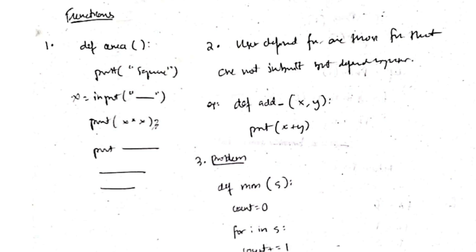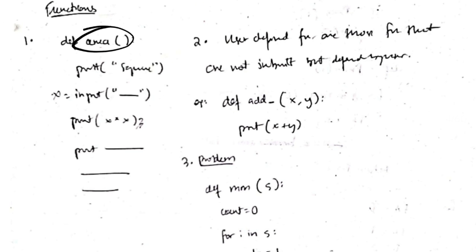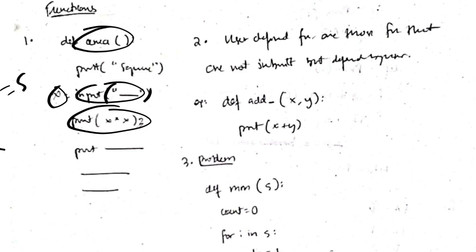So let's move to the first question. Write a Python program to calculate the area of a square, rectangle and a circle. Print the results, and take the input from the user. We have to define a function area which does three things: it calculates the area of a square, of a rectangle, and of a circle. For the square, we write the input function and take the side. The answer will be print s into s, that is side into side. That's the area of the square.